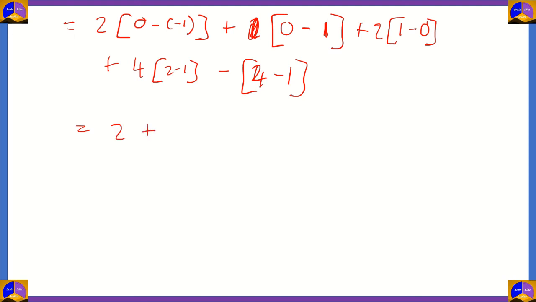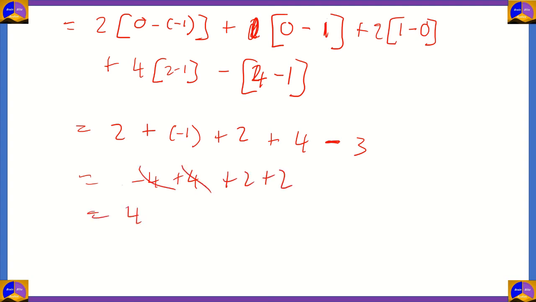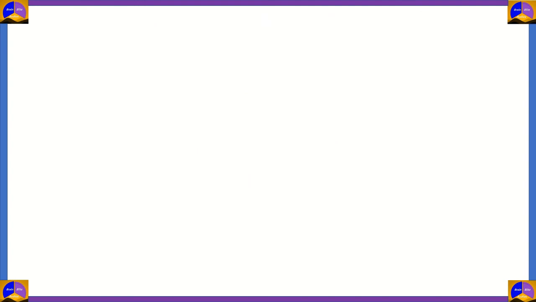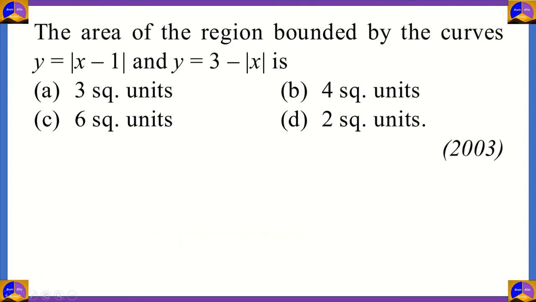Then 0 minus 1 gives you minus 1. 2 times 1 minus 0 gives you 2 times 1, that is 2. 4 times 2 minus 1 is 4 times 1, that is 4. Then you have minus 4 minus 1 gives you 3. So now you have minus 1 minus 3 gives you minus 4. Then you have a plus 4. Then you have 2 plus 2. So these 2 get cancelled. 2 plus 2 gives you 4. So the right answer is 4 square units. Therefore, the correct answer to this question is option B, 4 square units.